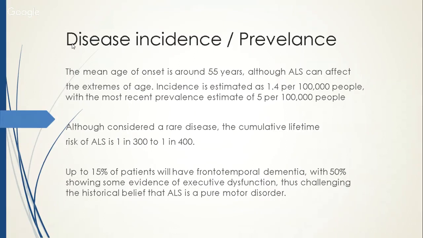So when I looked at the ALS epidemiology, basically it's a rare disease involving about 1.4 per 100,000 incidence per year, and an estimated 5 per 100,000 prevalence. This discrepancy between the incidence and the prevalence shows that these patients just don't live for long. But the cumulative lifetime risk is actually 1 in 400, which is quite high, I mean, although it's just a rare disease.